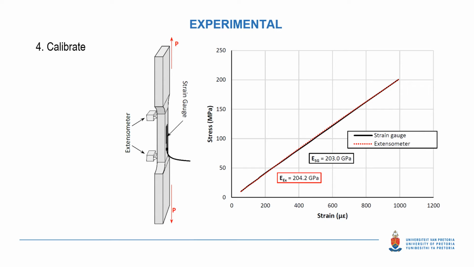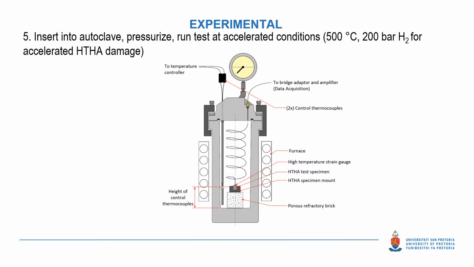The strain gauge assembly was checked thereafter in uniaxial tension against a calibrated extensometer and load cell as shown here. An excellent one-to-one behavior was observed. The sample instrumented with a strain gauge was then inserted into an autoclave setup as shown here, pressurized with hydrogen and exposed.